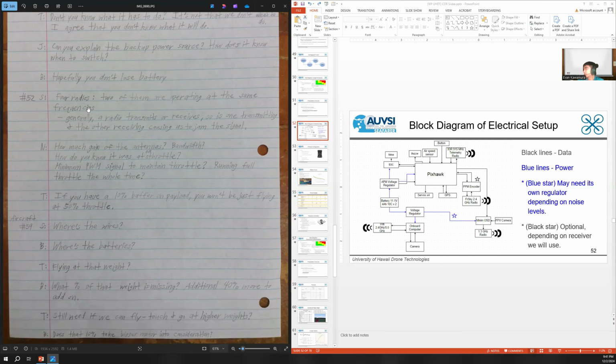Okay, then we have four radios. Two of them operate at the same frequency. And then we just had a comment. Generally, a radio transmits or receives. So if one is transmitting, the other receives. This might cause us to jam the signal. So that'll be a problem.